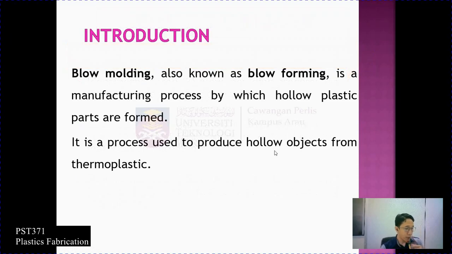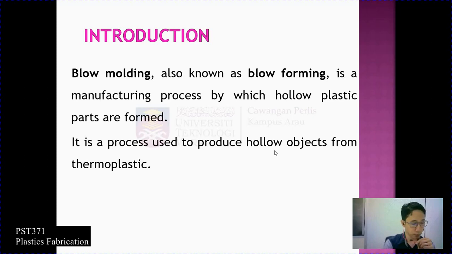Okay. Some introduction for blow molding. Blow molding, also known as blow forming, is a manufacturing process by which hollow plastic parts are formed. It is a process used to produce a hollow object from a thermoplastic. So basically, blow molding is a process of blowing a plastic material to produce a hollow object. Other than blow molding, we have also rotational molding to produce hollow parts or hollow objects.